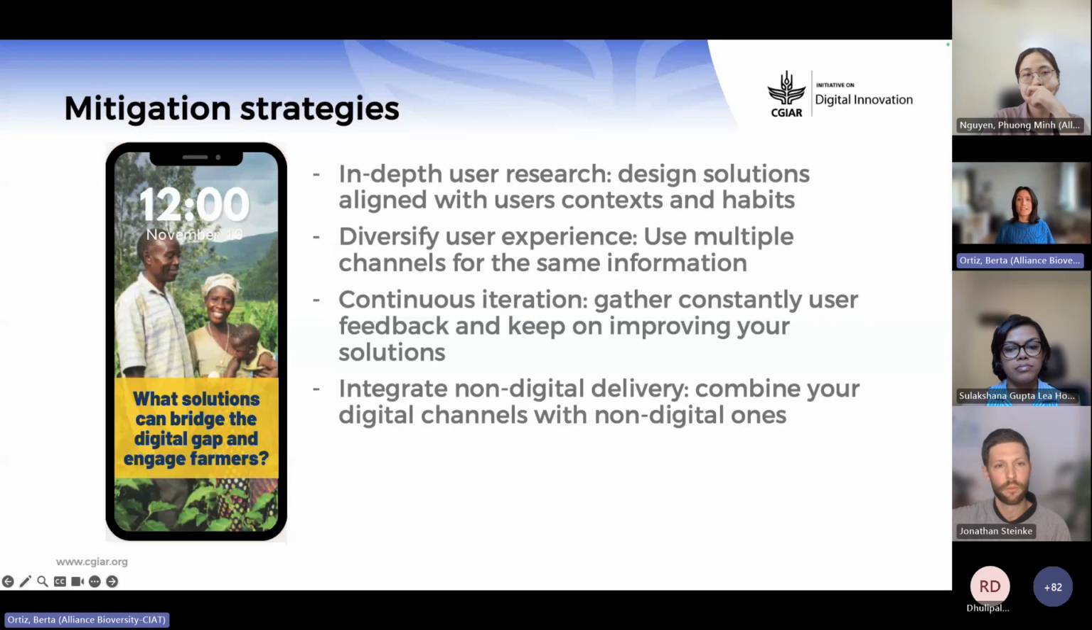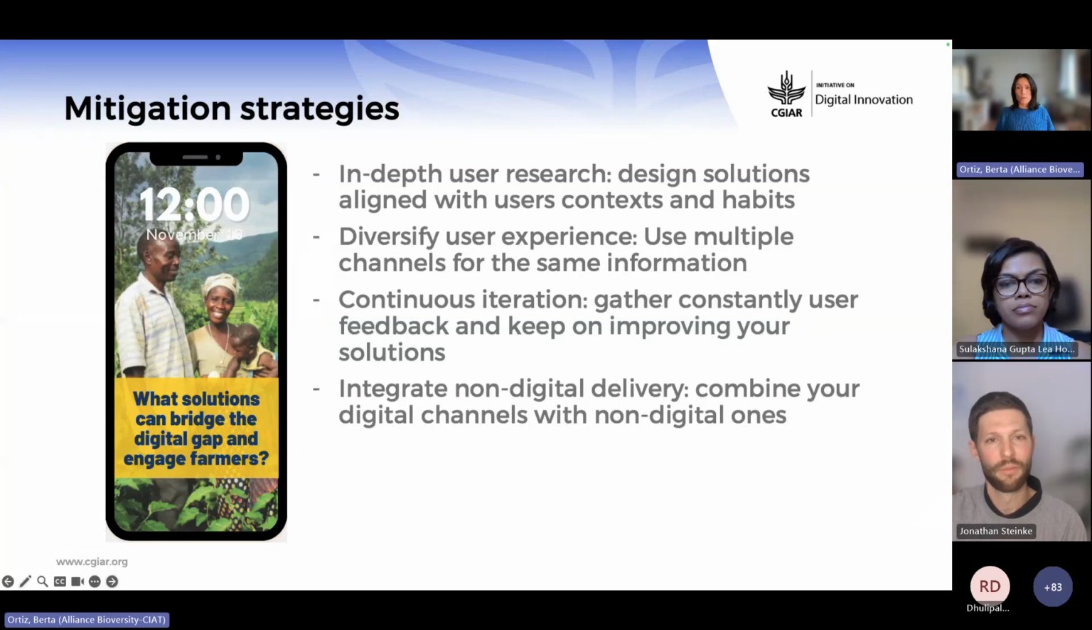But on the bright side, there are many ways to understand and address these challenges. So for example, we can conduct user research before developing the service, so we can identify existing behavioral barriers in the target population. So for example, if we find that farmers struggle with SMS-based services, it may be worth exploring alternative channels. It's also important to diversify the user experience because not all channels suit all users. Think about weather forecasts, how they are shared, right? They are available on TV, newspapers, and through mobile apps.